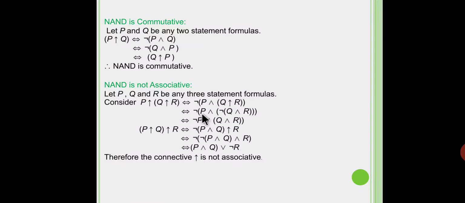We are applying here the negation law, we are getting negation P, the conjunction will change into disjunction, and the negation will be cancelled, Q and R. So we consider the RHS part of the associative law, P NAND Q, NAND R. So we write negation P and Q and R. So again, negation of negation P and Q and R, we get P and Q or negation R. So the LHS part is not equivalent to RHS part. So finally we conclude that the connective NAND is not associative.